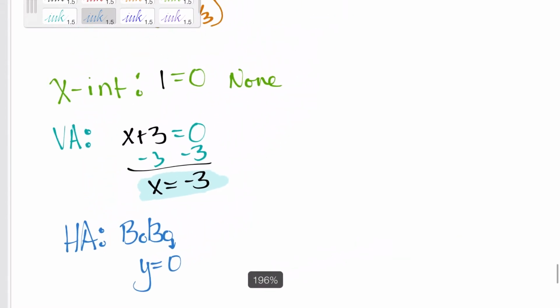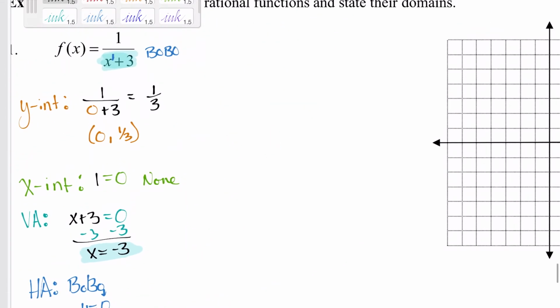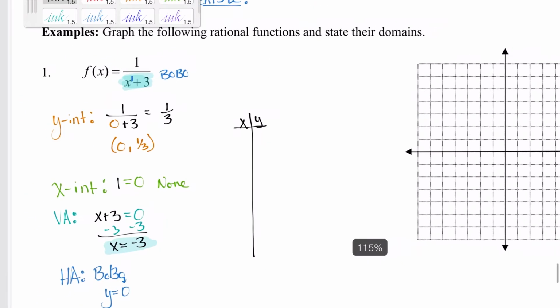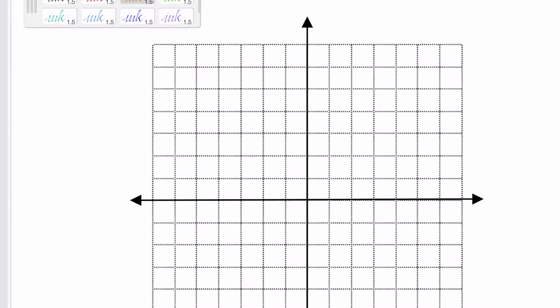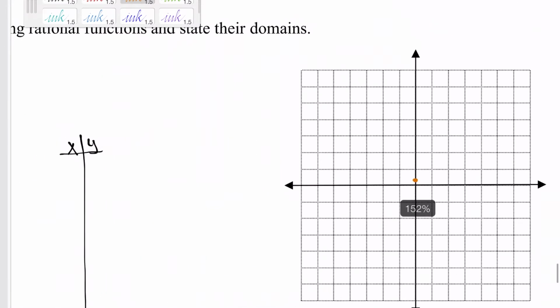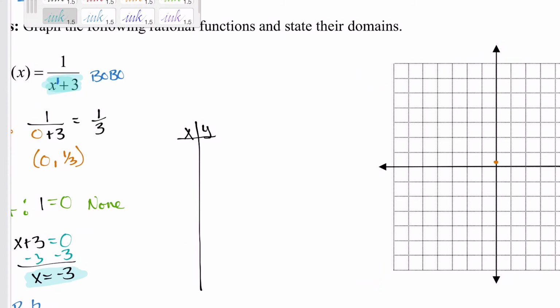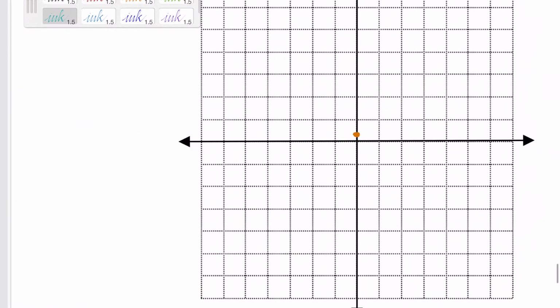So then now that I have all these important bits, I want to plug it into a t-chart and figure out the stuff around it. Also, if you're a visual person, it may help to graph some of these things and see what you're missing. So I could say, okay, I had (0, 1/3) as my y-intercept. And then I had a vertical asymptote at -3.